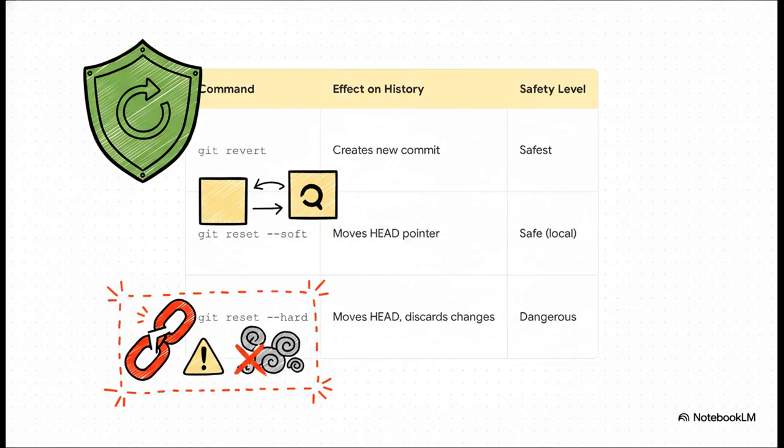A soft reset is like moving your bookmark back a few pages in a book. All the text is still there, you're just starting from an earlier point. But a hard reset, that's the danger zone. That's like moving your bookmark back and tearing out all the pages in between. Use it with extreme caution.